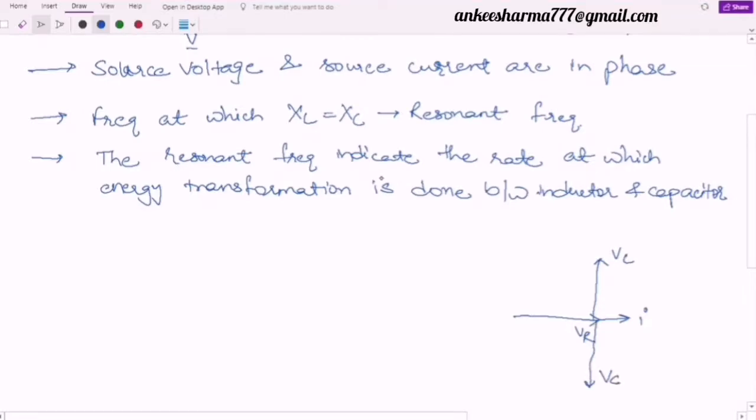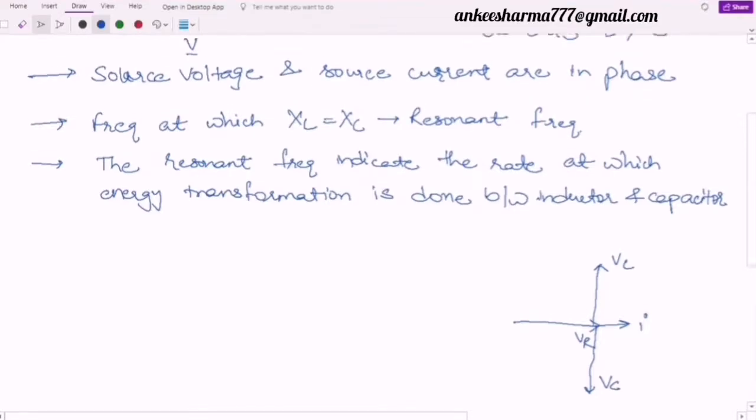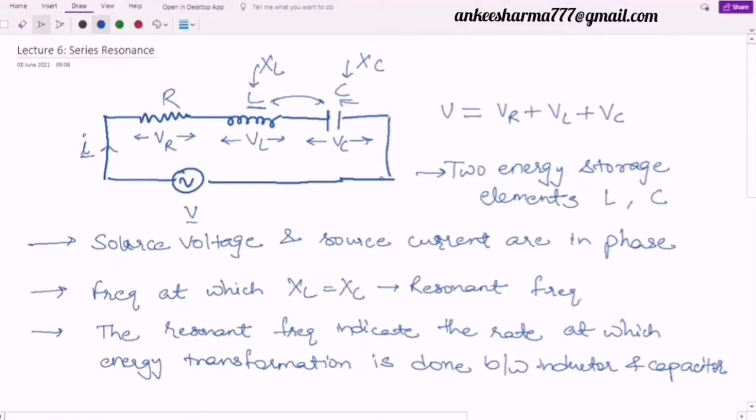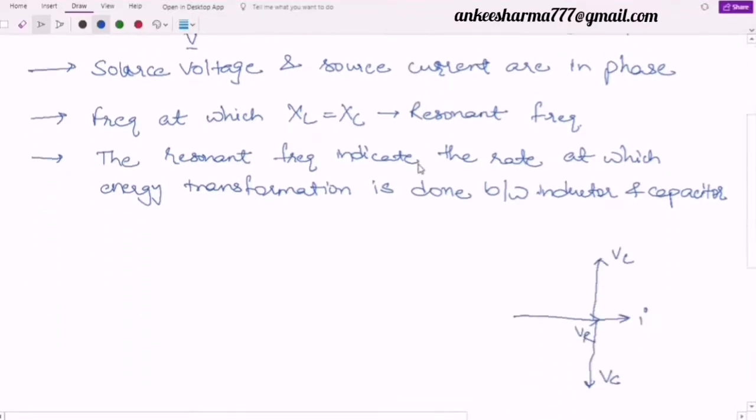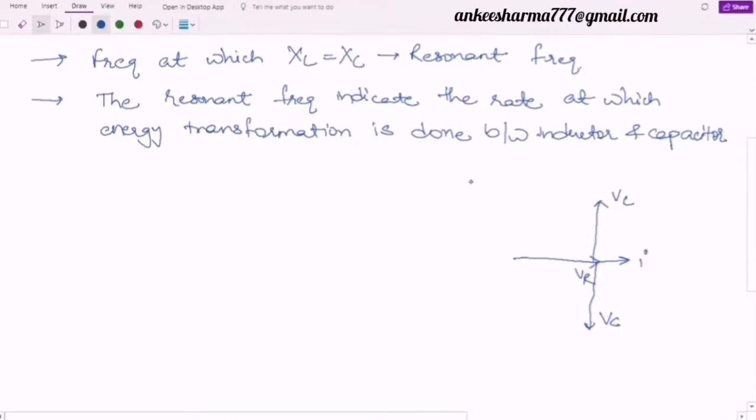So now I have taken the case where I want my XL to be equal to XC, as the same current is flowing through this resistor, inductor and capacitor. And definitely I into XL and I into XC will also be equal if XL is equal to XC. So from here, this VL is nothing but equal to I into XL, and this VC is nothing but equal to I into XC. If I is the same and XL is equal to XC, can I say this must be equal to this?